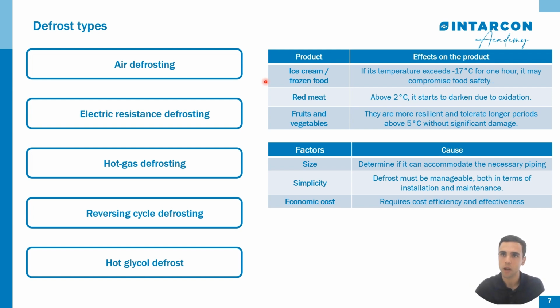Red meat above 2 degrees starts to darken due to oxidation, while fruits and vegetables are more resistant and can tolerate longer periods above 5 degrees without significant damage. Other factors, such as size: the physical size of the equipment is important in determining whether it can accommodate the piping required for hot gas or glycol defrosting. Simplicity of the system.